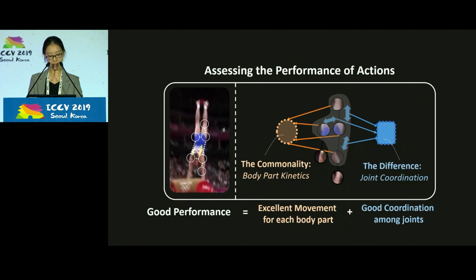But in fact, an action is regarded as well performed not just because of its excellent local motion. It must also maintain good coordination among joints. Therefore, we propose a commonality module and a difference module for motion learning. The commonality module aggregates the general motion of each body part. And the motion difference module reflects the joint coordination, because small differences within a body part indicate good coordination, while large differences indicate poor coordination.